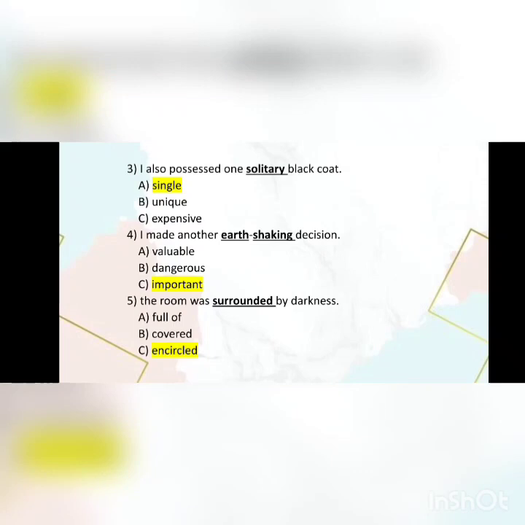I made another earth-shaking decision. Options are valuable, dangerous, important. So earth-shaking means important. The room was surrounded by darkness. Options are full of, covered, encircled. Surrounded means encircled. Some thieves had removed most of my things. Options are damaged, destroyed, stolen. Removed means stolen. Let us see the next Roman.